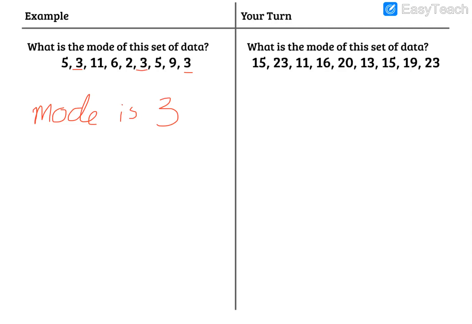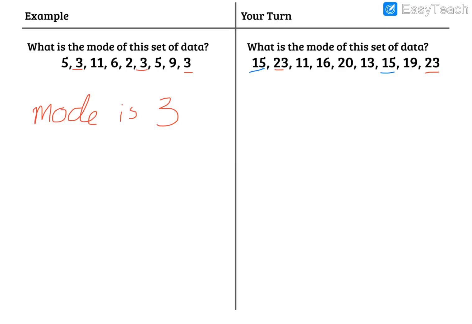Hello. So what did you find as the mode? Let's have a look, shall we? So our data goes 15, 23, 11, 16, 20, 13, 15, 19, 23. So we've got a couple of things that get repeated. 23 gets repeated. 15 gets repeated. Maybe I'll choose a different colour there. And that's all, isn't it?